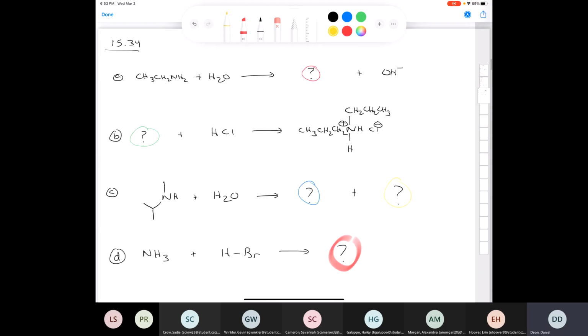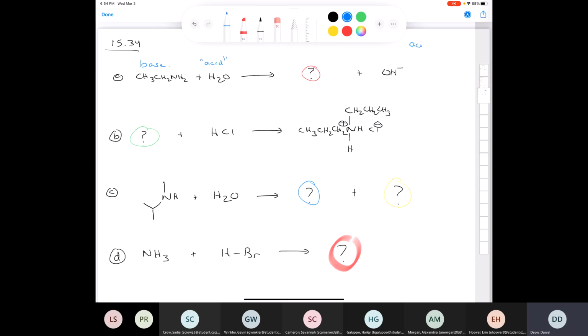Okay, well, let's take a look at the first one, 15.34a. And what's going on in this reaction? We have ethylamine, and then we put ethylamine in water. And what does it do? Well, ethylamine is a base. And remember that water can behave as an acid or a base depending on the situation. Water is never a strong acid or a strong base, but it can behave like an acid. It can donate a proton, and it can behave like a base. It can accept a proton depending on the situation. And so water here is going to behave as an acid.